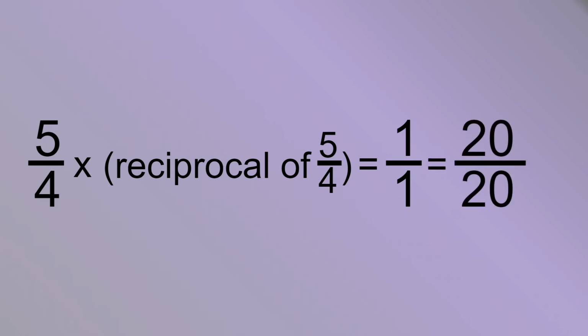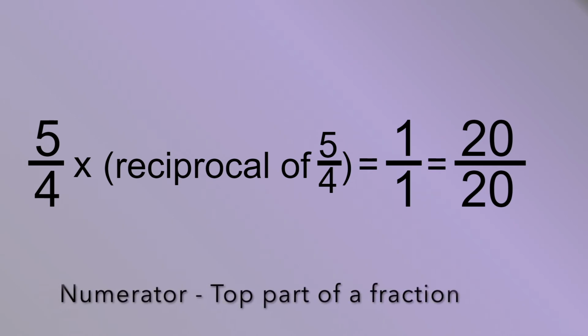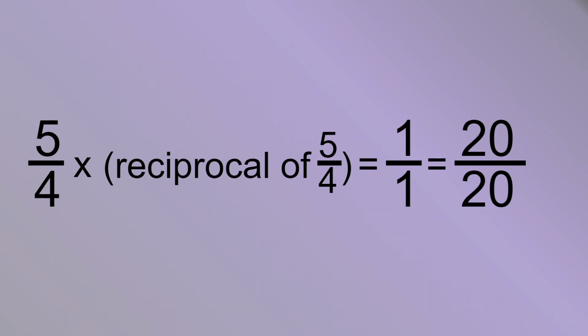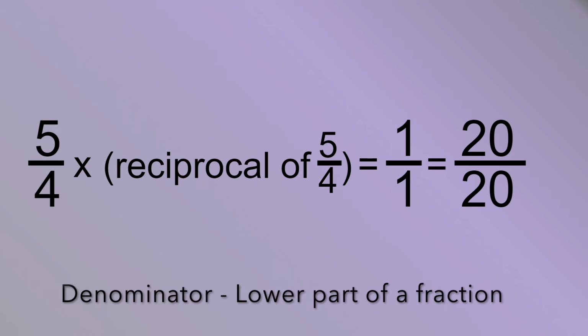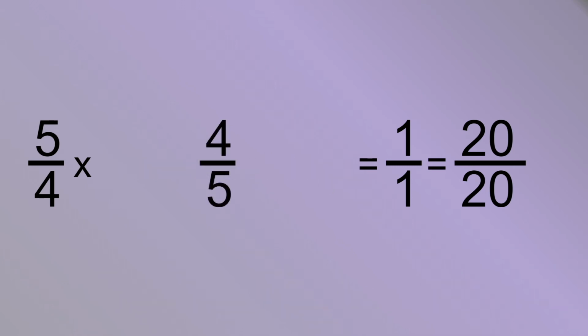I know I can multiply 5 by 4 in the numerator, or the top half of a fraction, to get 20, and 4 by 5 to also get 20 in the denominator, or the bottom half of a fraction. Because 20 over 20 is equal to 1, we know that the reciprocal of 4 upon 5 is 5 over 4. If we take what we know about the reciprocals of whole numbers, I hope we can see a potential pattern for reciprocals of fractions.